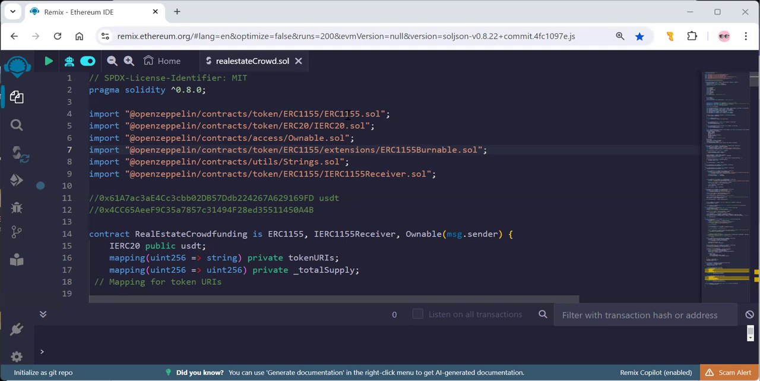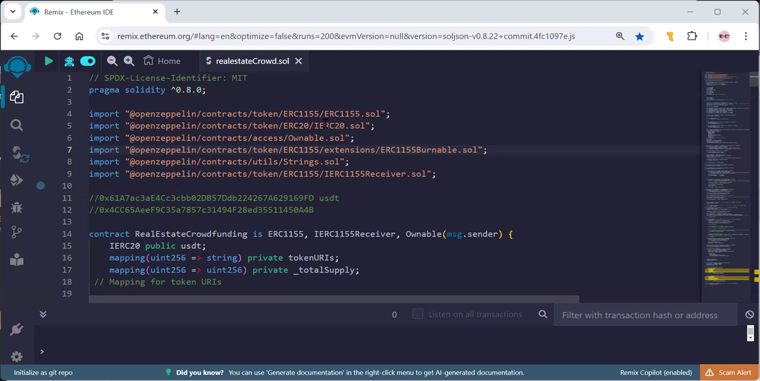The most important ones are the ERC-1155, that is the non-fungible token, because every real estate investment is a token ID number, but it is divided in different shares. So we need the non-fungible token because the token ID needs to be divided in different investments.